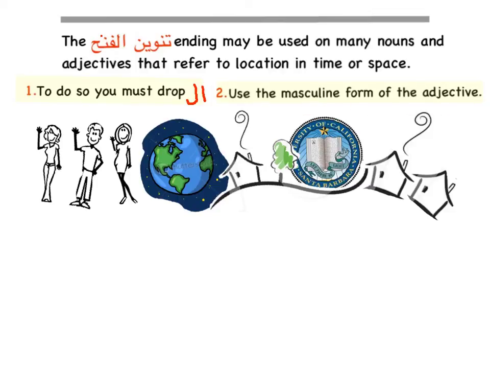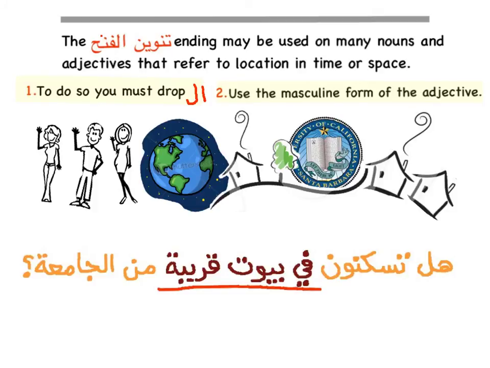Can you guess the next sentence from this picture? So we have هل تسكنون في بيوت قريبة من الجامعة؟ Do you live in houses near the university? So the adjective is قريبة. We need to drop the alif lam and use the masculine form. Well, we don't have alif lam, so we're halfway there, and we just need to use the masculine form. Let's look at the right answer.